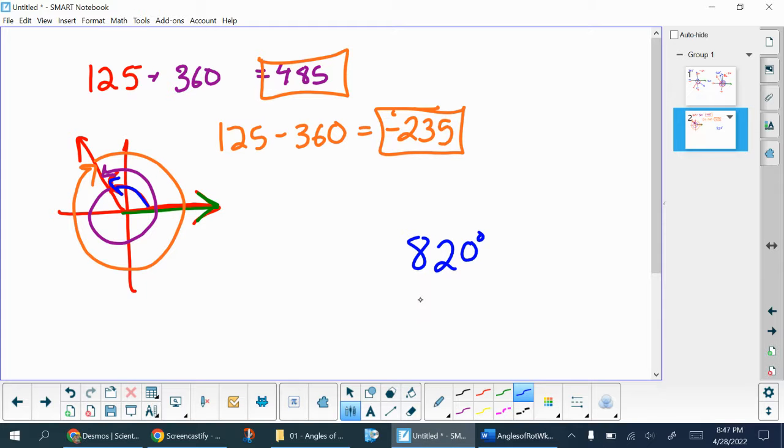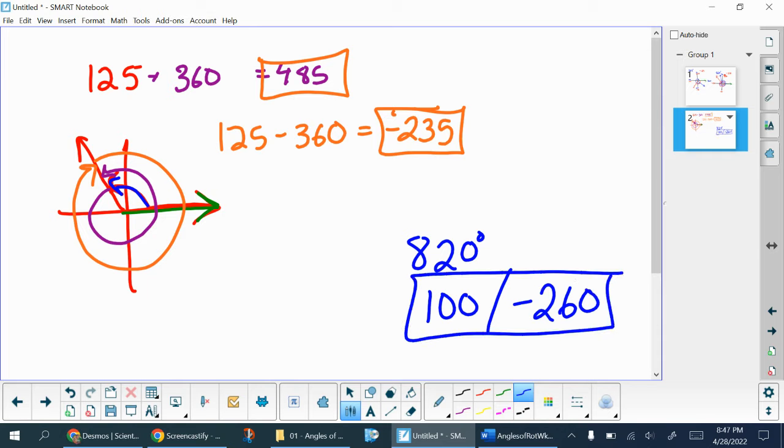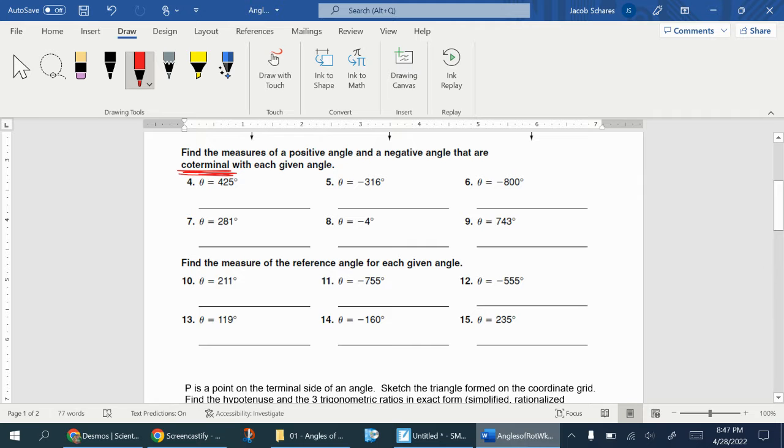So I could list all of those. So we found 100, we found negative 260. Those would probably be the best options. They are the ones closest to zero. But you could also add 360 to this and get a coterminal angle as well. Those are probably the easiest ones.